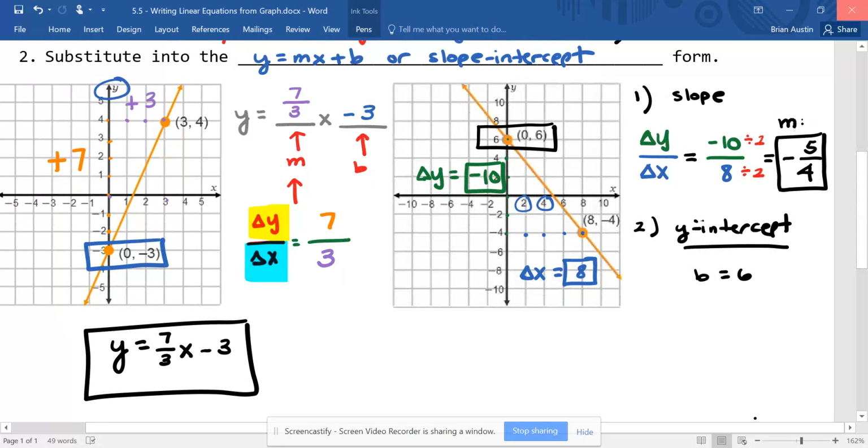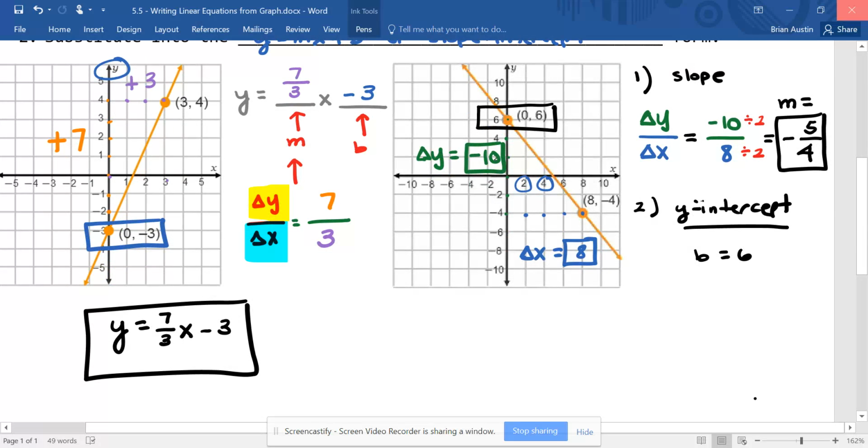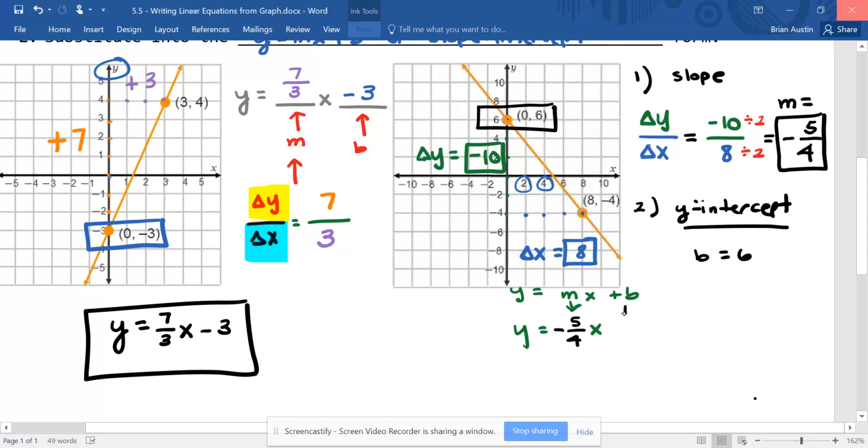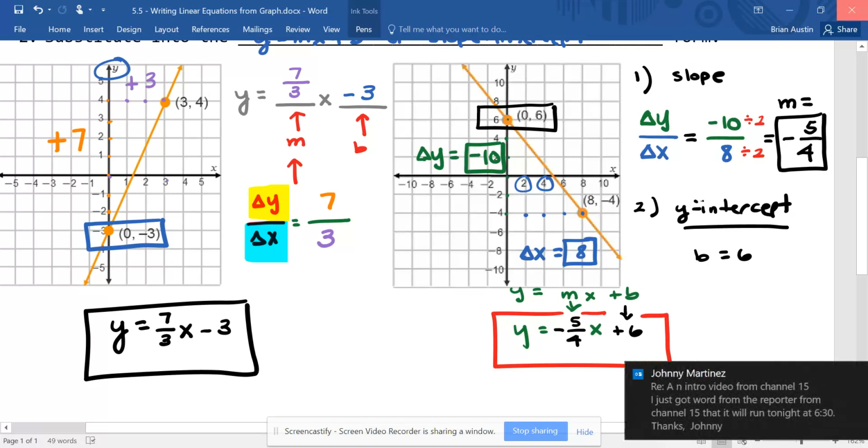This was our m value up here. This is our b value down here. And now we can substitute that into slope-intercept form. All right. Remember, slope-intercept form is y equals mx plus b. We just found the m. The m is the slope, negative 5 over 4. That goes here as a coefficient next to x. And then we have our b value of 6. And it's positive 6, so plus 6. And there we go. There is our function, y equals negative 5 over 4x plus 6.